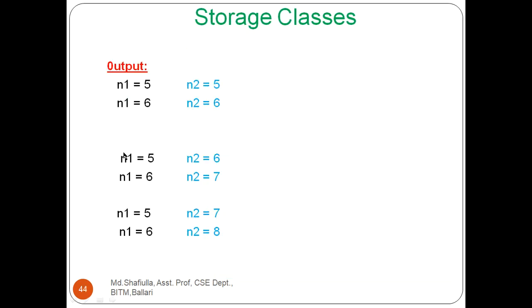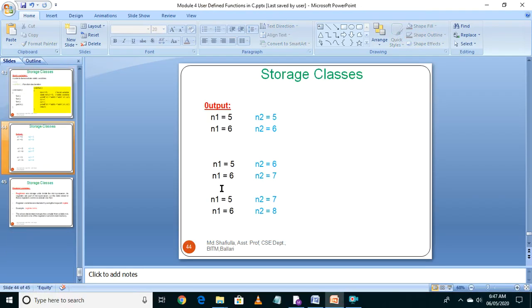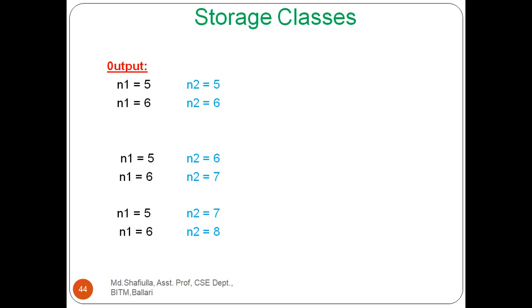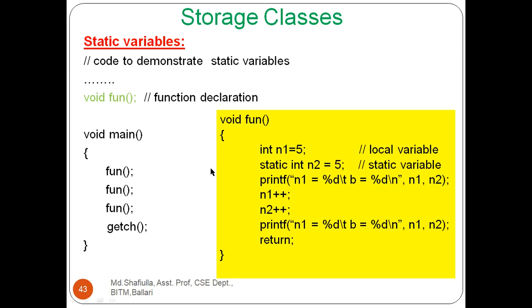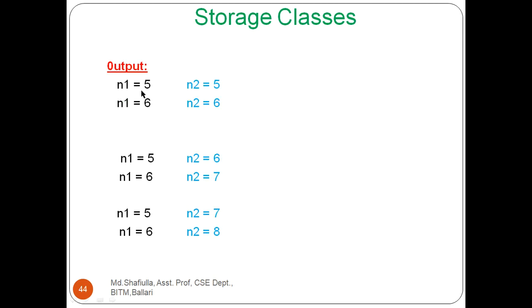Now there is a twist. n1 value is 5, n1 value is 6. Look at it, 3 times we are calling it, right? Every time we are printing it before and after. So same, n1 value is 5, 6, 5, 6, 5, 6 in all cases. n1 remains to be same.